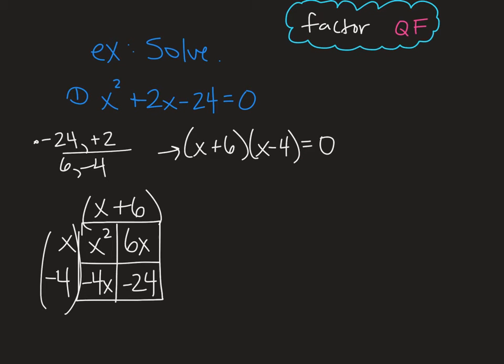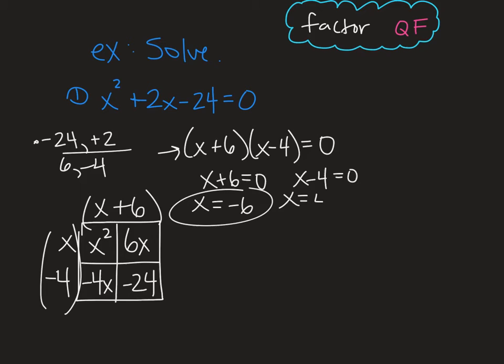So in order to solve, we use what's called the zero product property, ZPP. This times this is 0. You guys know that if you multiply two things and get 0, the first one had to be 0, or the second one had to be 0, or both. So we're going to set each one of those things, aka factors, equal to 0, and solve. So this is -6 when we subtract 6, and this is +4. Those are our two solutions.